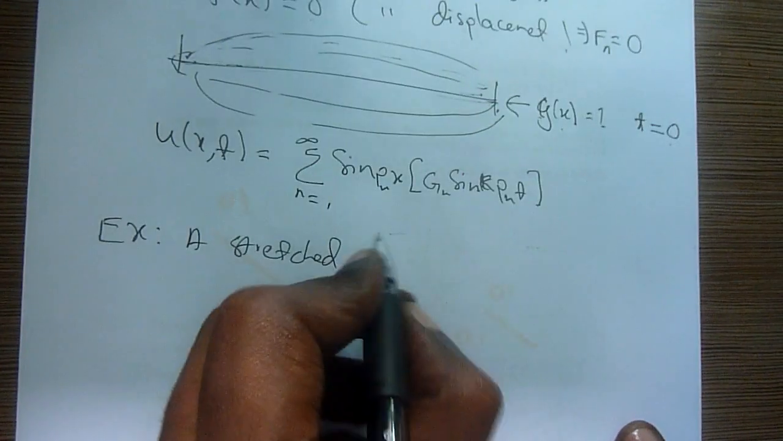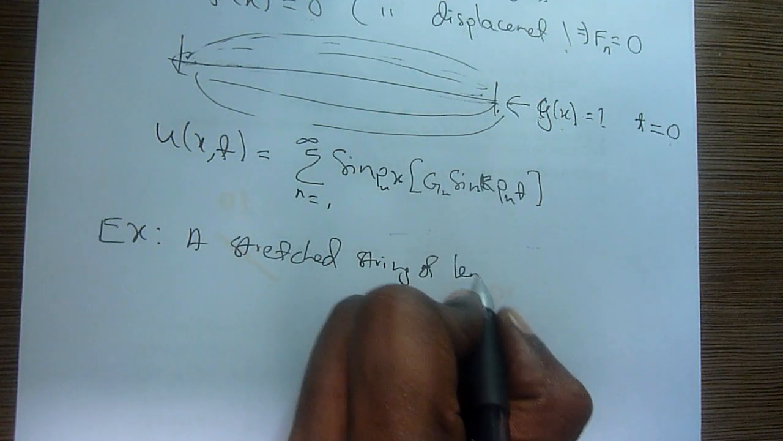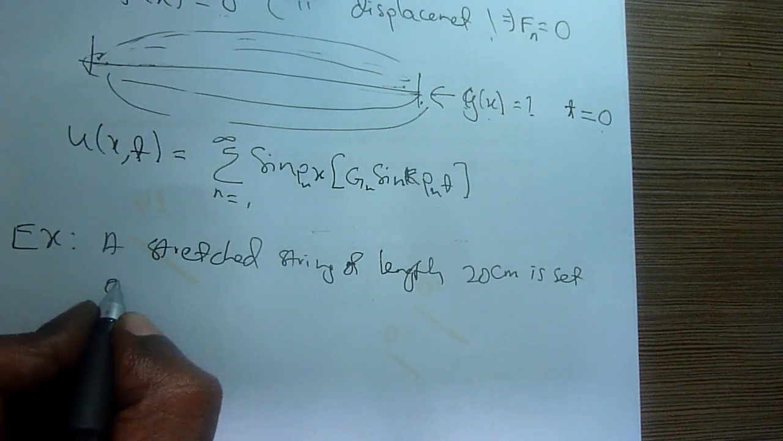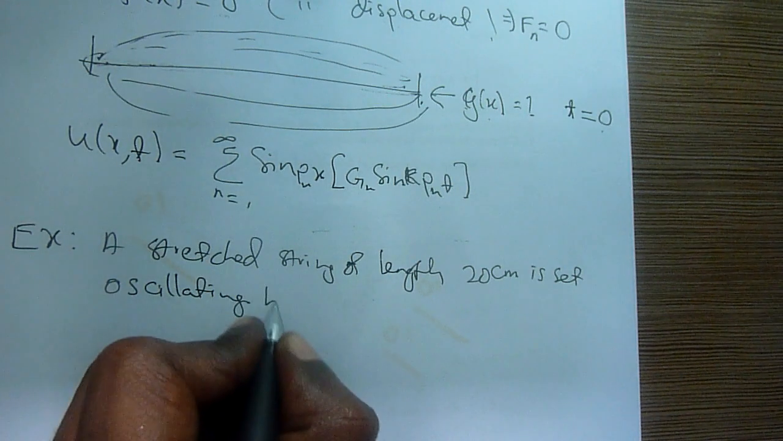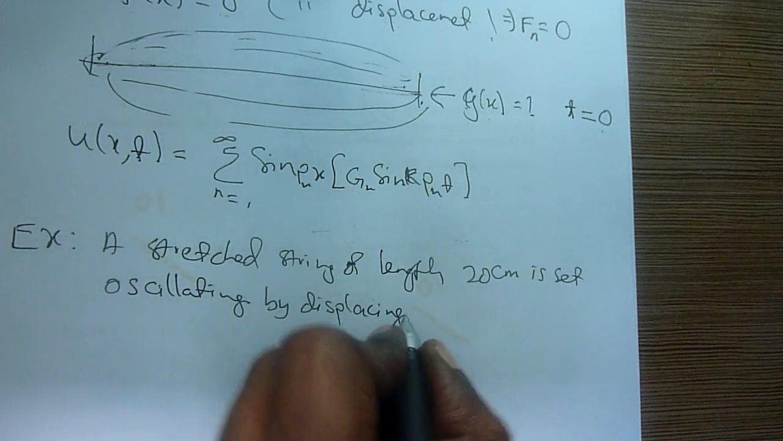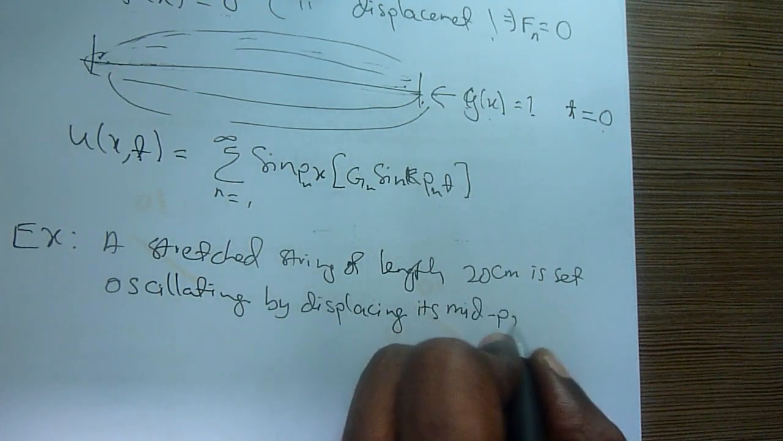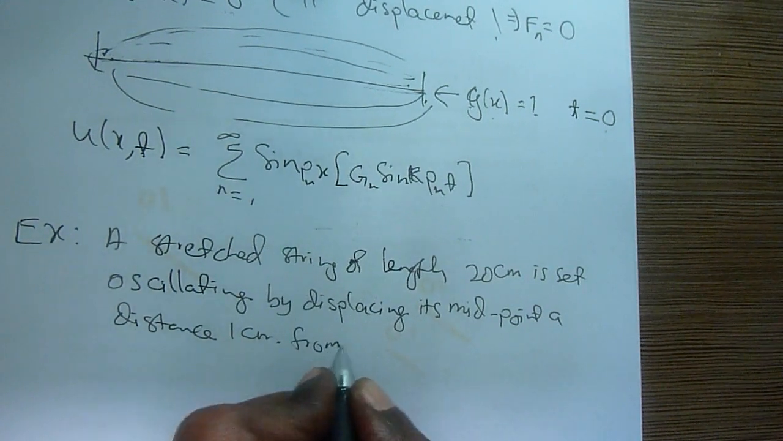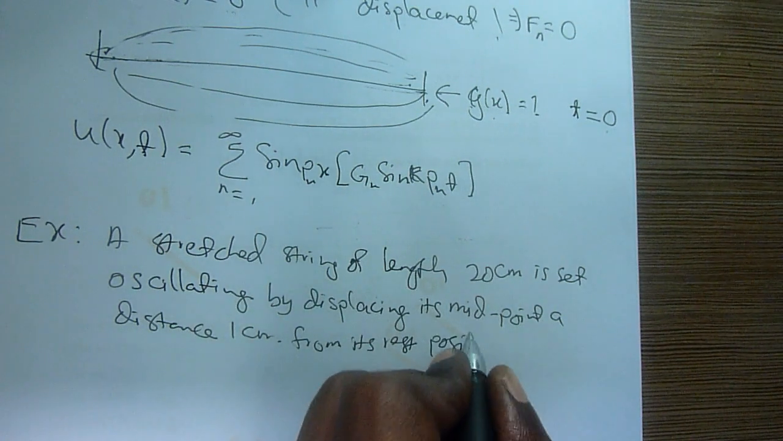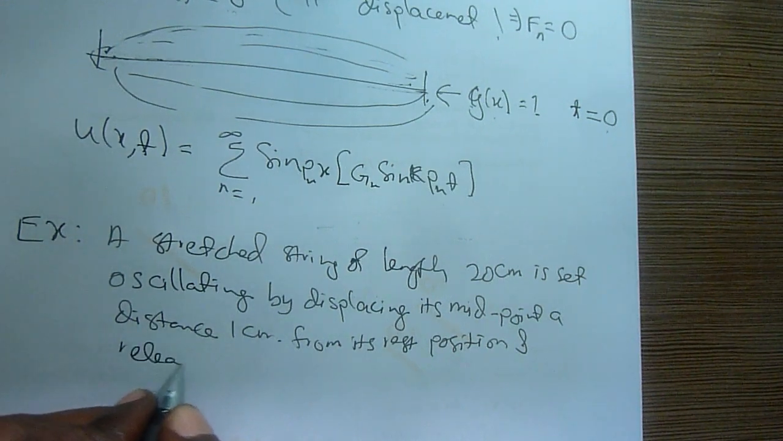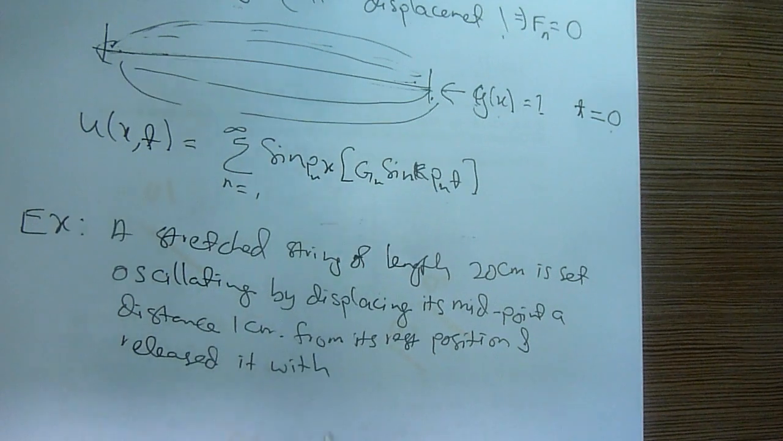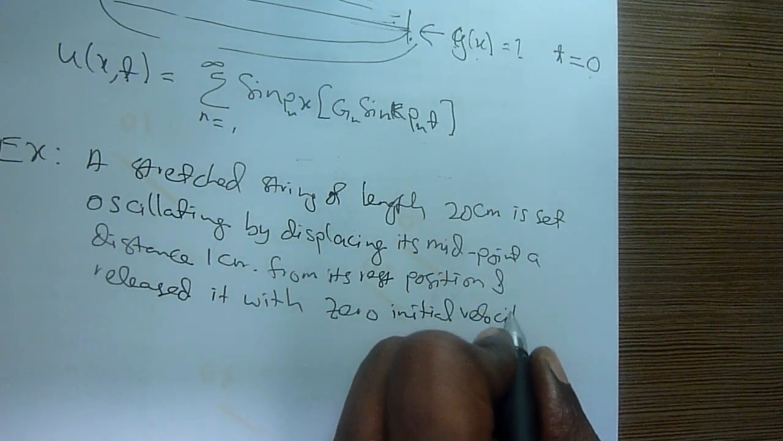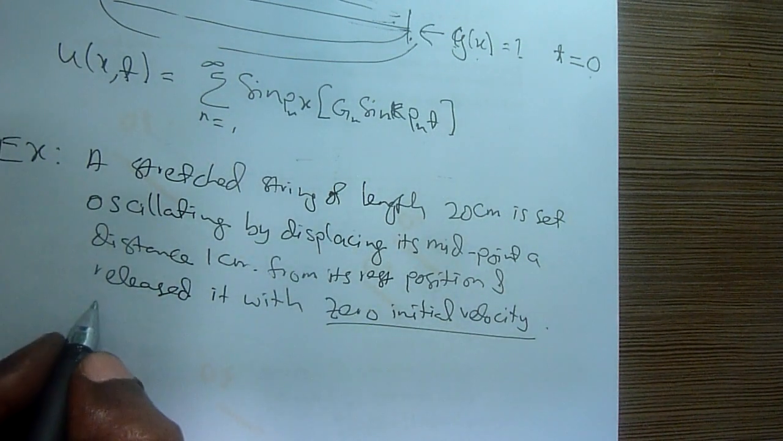A stretched string of length 20 cm is set oscillating by displacing its midpoint a distance 1 cm from its rest position, and released with 0 initial velocity. 0 initial velocity. Now solve.